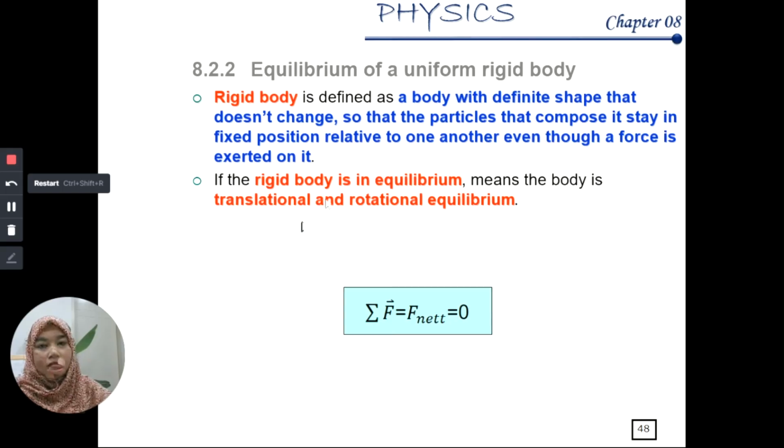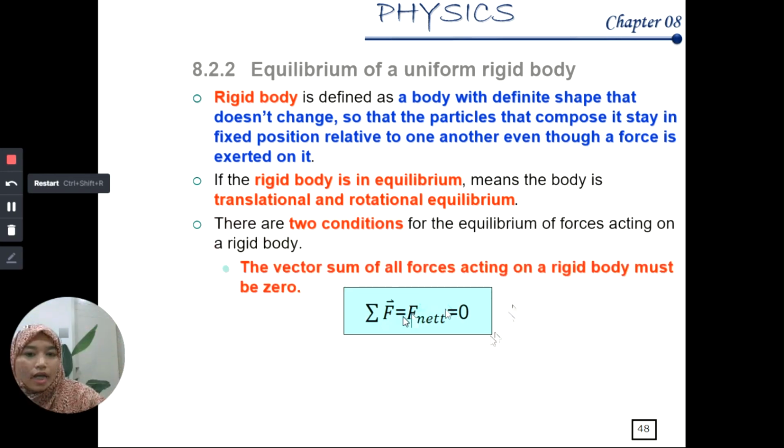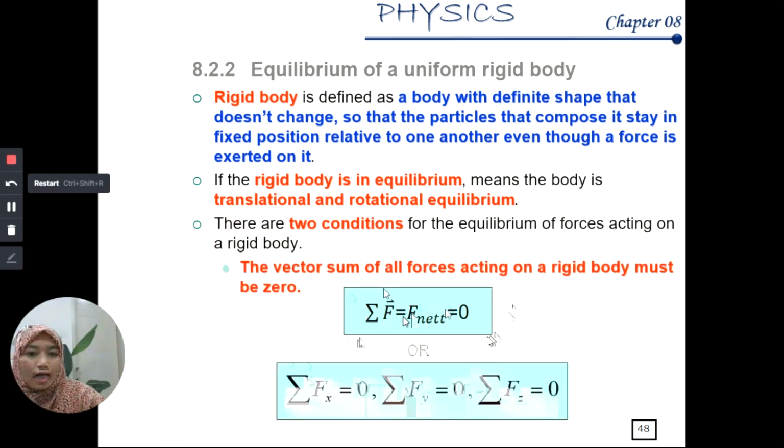If the rigid body is in equilibrium, it means the body is in translational and rotational equilibrium. So remember what is meant by equilibrium? The net force will be equal to 0. There are two conditions for the equilibrium of forces acting on a rigid body. Number one, summation of F equals F net equals 0. And then we need to consider the x and y axis, and also the z axis. But for our matriculation level, only the x and y axis.